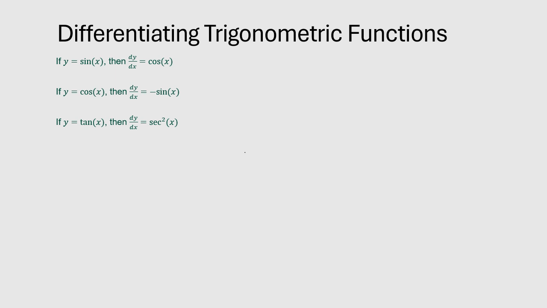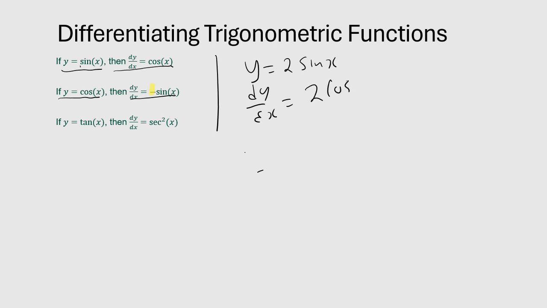Differentiating trigonometric functions. In trigonometric functions such as sine, cos, and tan, whenever y is sine x, its derivative is cos x. If y is cos x, the derivative is minus sine x, so this one has a negative. If you have y equal to tan x, then dy over dx is equal to sec square x. So, for instance, if we have y equal to 2 sine x, the 2 is just a constant, so dy over dx is just equal to 2 cos x.